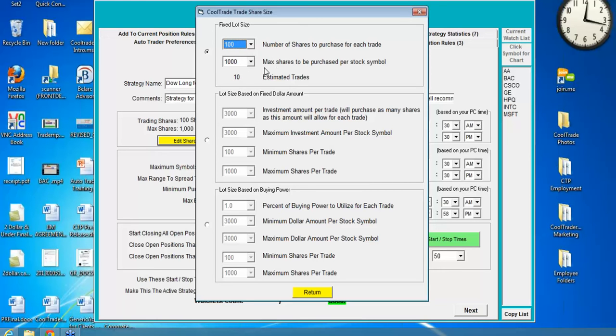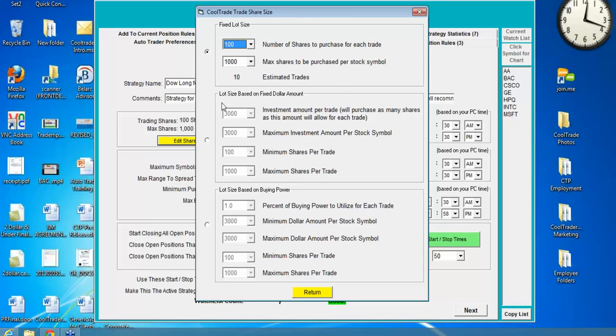The next one here is called max shares to be purchased per stock symbol. So if you're running a strategy and you're playing a range of a stock, you may be playing a range between $25 and $30. What the robotic trader can do for you is trade 100 share lots and then allow you to add to your positions when the stock is going down, buying more at a discount, and then when the stock goes back up, it's closing out LIFO. Last position in is the first one out. So it's always closing out the most profitable positions as it's trading around in the range. That is the first box.